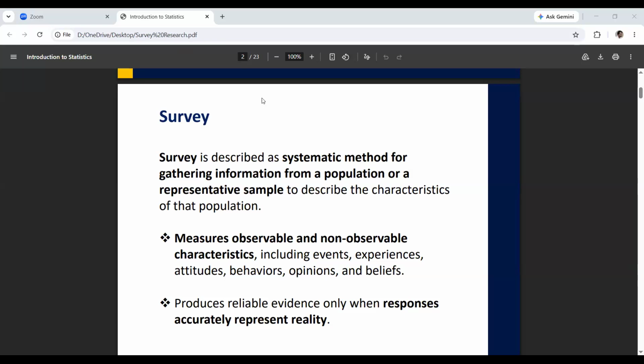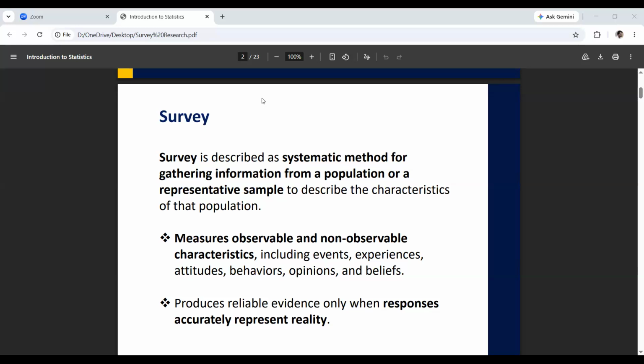But when you go through the LASI questionnaire, Longitudinal Ageing Study in India, and some modules from the National Family Health Survey, they also capture attitudes, behaviors, opinions, and beliefs. So a survey is used to produce reliable evidence only when respondents accurately report their status, their experiences, attitudes, behavior, etc. So there is a condition.